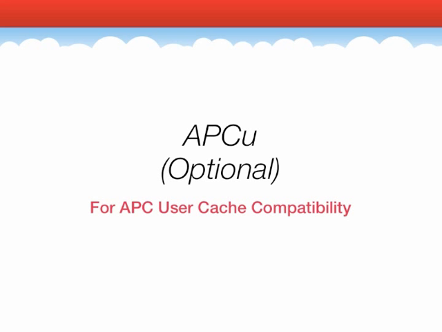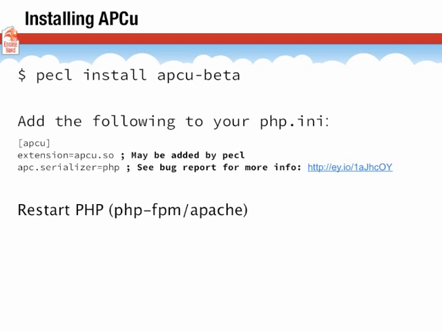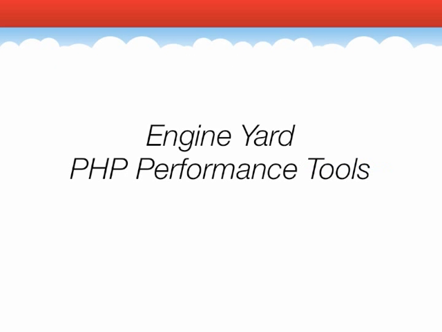Last, there is APCu, which is optional. Again, very similar: pecl install apcu-beta, add the configuration and restart PHP. One important thing to note is that I'm setting the apc.serializer option to php to avoid a known bug in APCu. Also, make sure you don't try to use APC and APCu together, as that won't work very well.